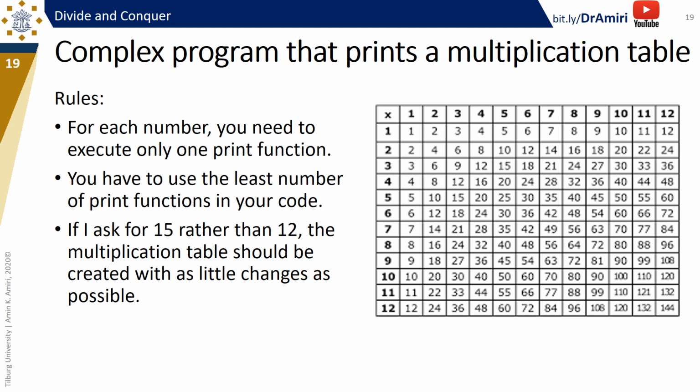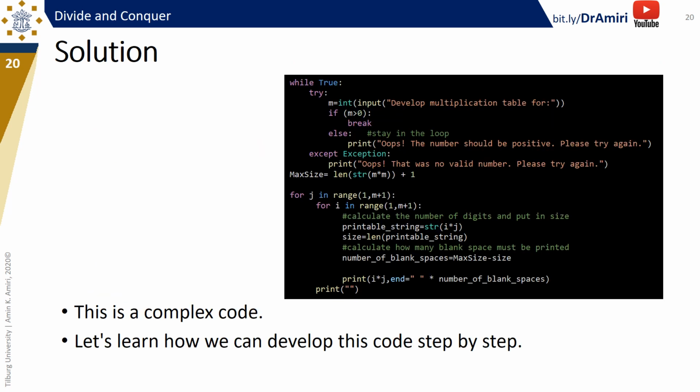There are several rules. First, for each number in this multiplication table, you need to execute only one print function, not two functions, not zero functions. So each number has one equivalent print function. Second, you have to use the least number of print functions in your code. And third, if I ask you to change 12 to 15 so that a multiplication table for 15 is created, that should be done with the least amount of changes in your code. The solution looks like this.